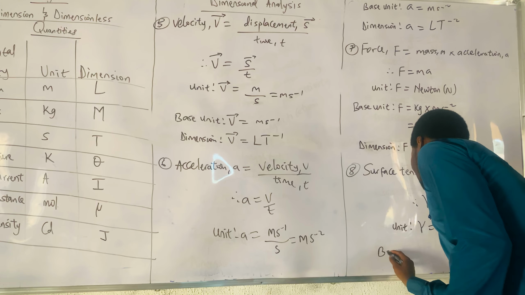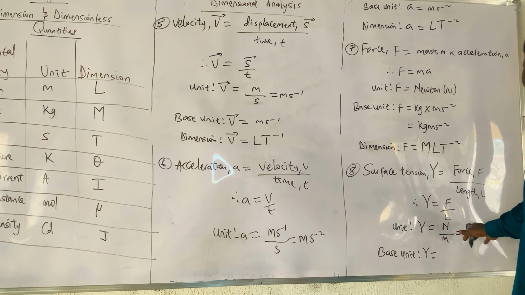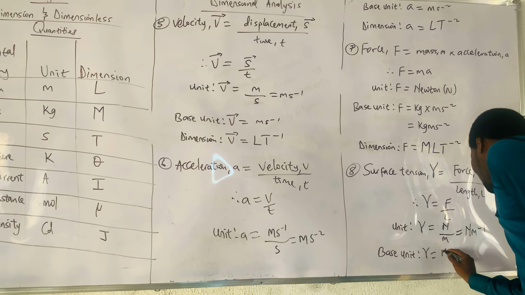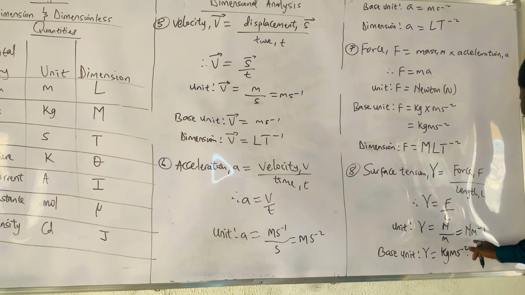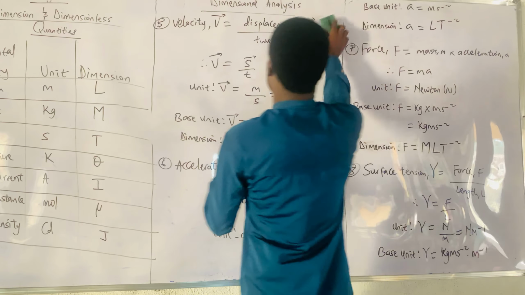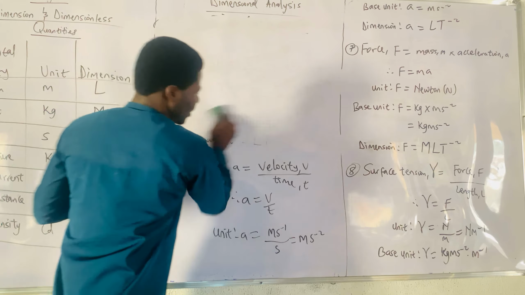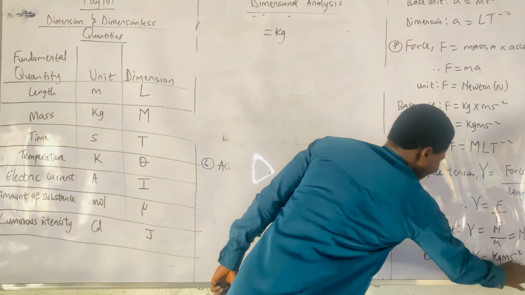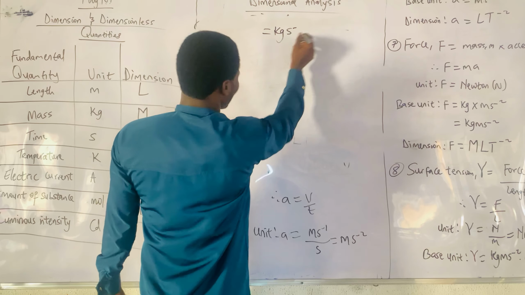What about the base unit? The base unit of Newton is kilogram meter per second square, then times m raised to the power minus 1. Your Newton is this, then times m to the power minus 1. And that will give us what? Kilogram, meter and per meter will cancel out. So we are left with kilogram per second square.